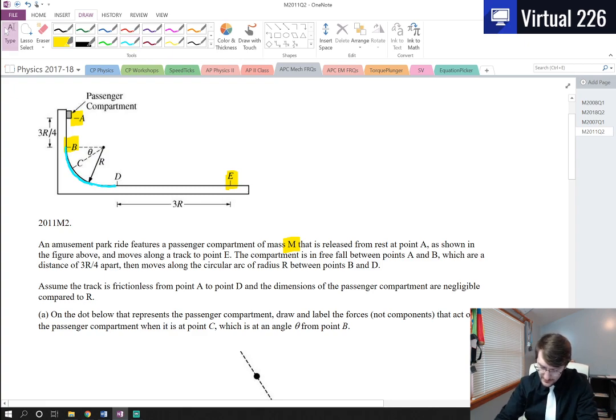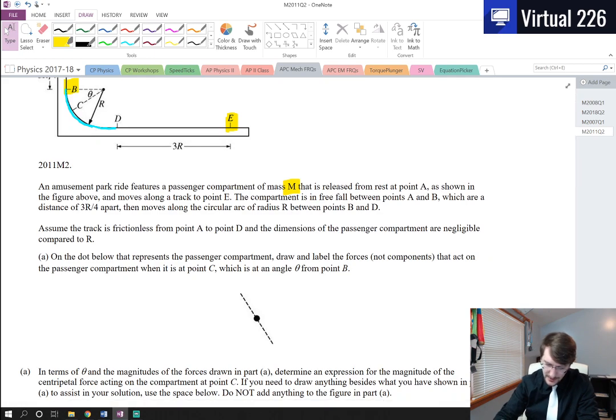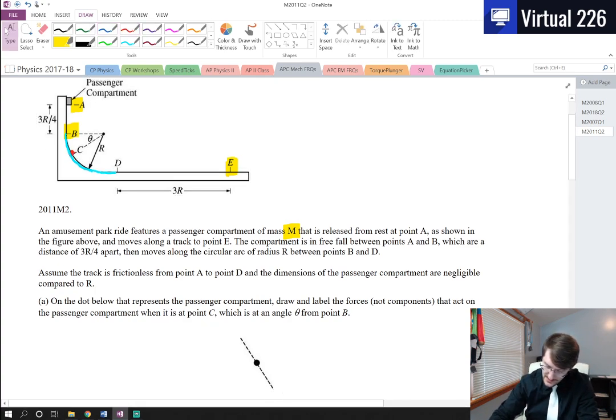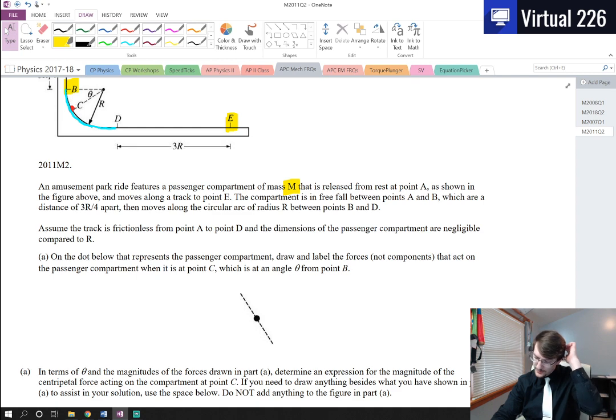So what we are asked to do is, for part A, a little free body diagram action. On the dot below that represents the passenger compartment, we're drawing and labeling the forces, not the components, that are acting on the passenger compartment when it's at point C right here. And this point C is going to come up a few times, which is at some angle theta from point B.